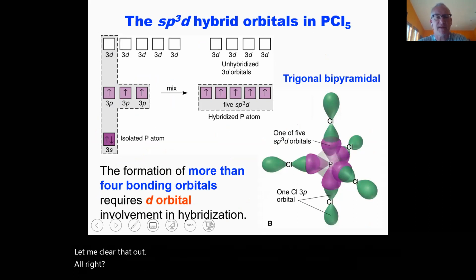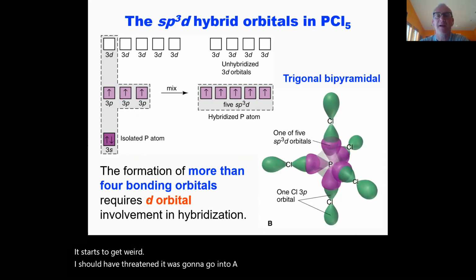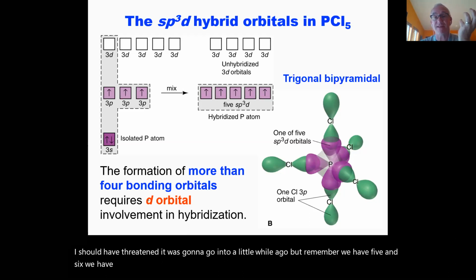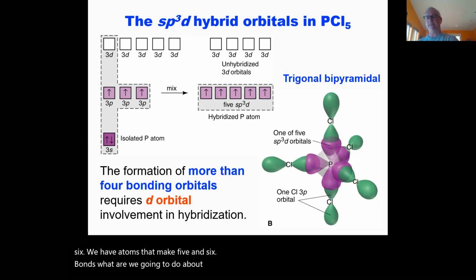Now it starts to get weird. I sort of threatened it was going to a little while ago. But remember, we have atoms that make 5 and 6 bonds. What are we going to do about that? Well, remember, what kind of atoms can form 5 and 6 bonds and violate the octet rule?